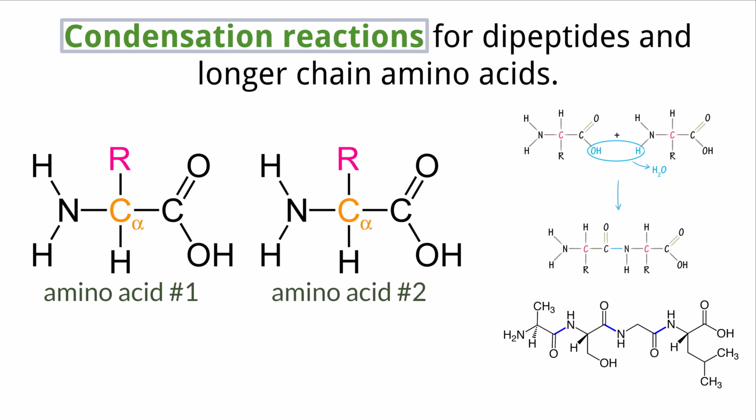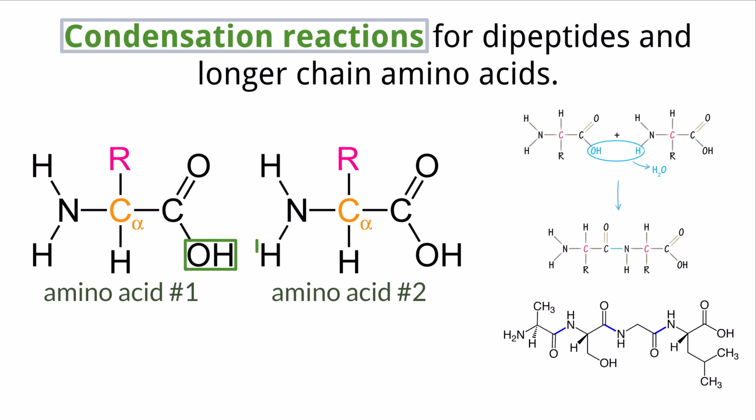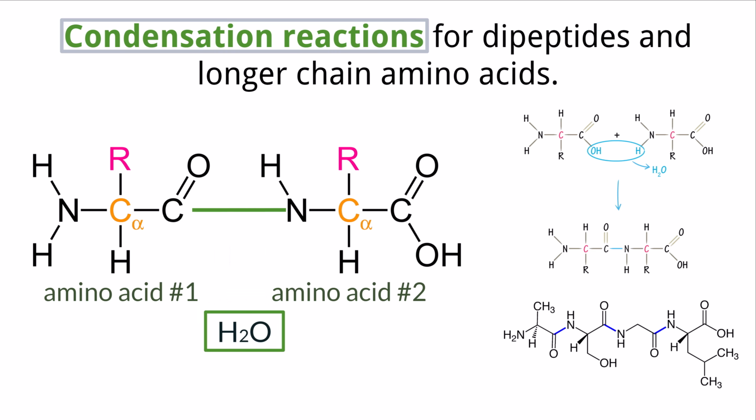So if we take 2 amino acids as seen here, you will notice that the carboxyl group of one amino acid can bind with the amine group of the other. The OH on the carboxyl group and the H from the amine group will condense into water, which forms a new bond between the carbon and nitrogen, linking the amino acids together. This bond between amino acids is called a peptide bond. And with 2 amino acids linked together, we just created a dipeptide.